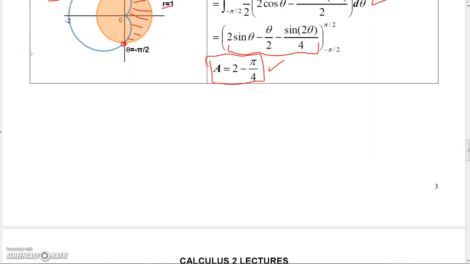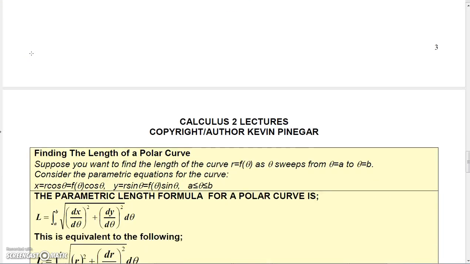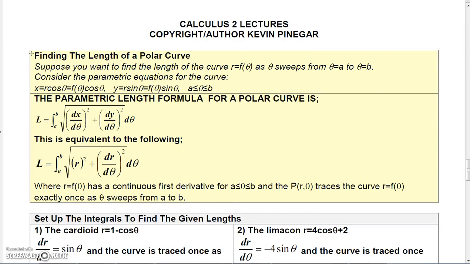Now the second half of this section, we're going to do in another video, and we're going to talk about how you find the length of a polar curve. So we'll shut the video down here, and I'll pick back up on the next video.